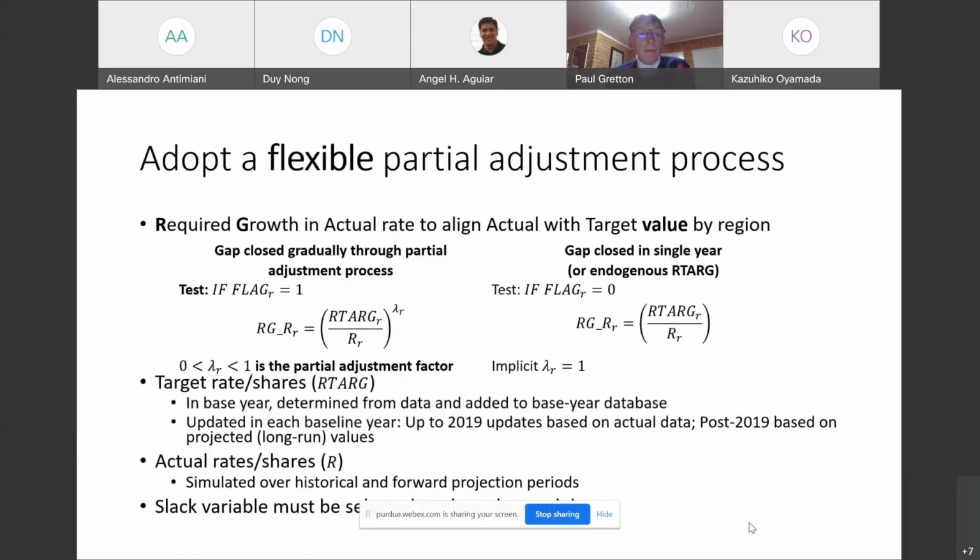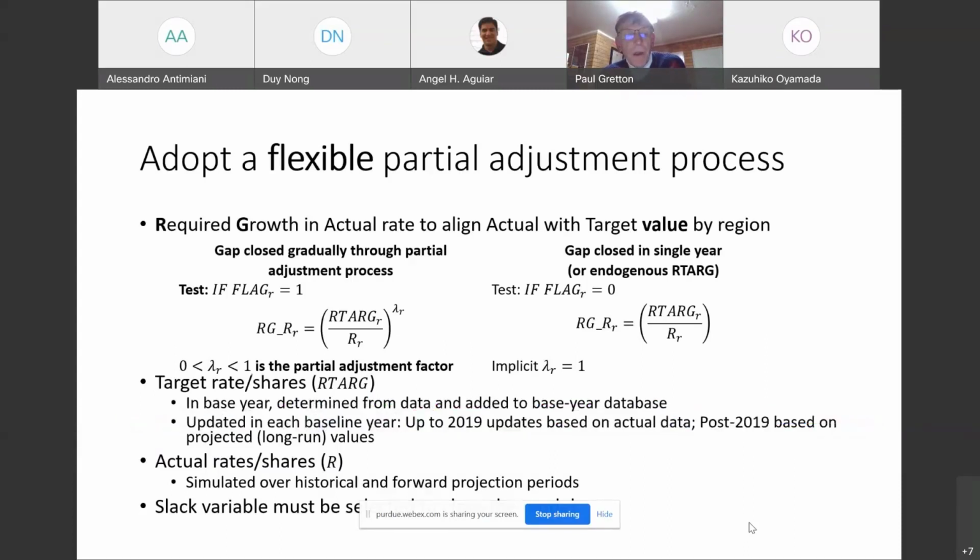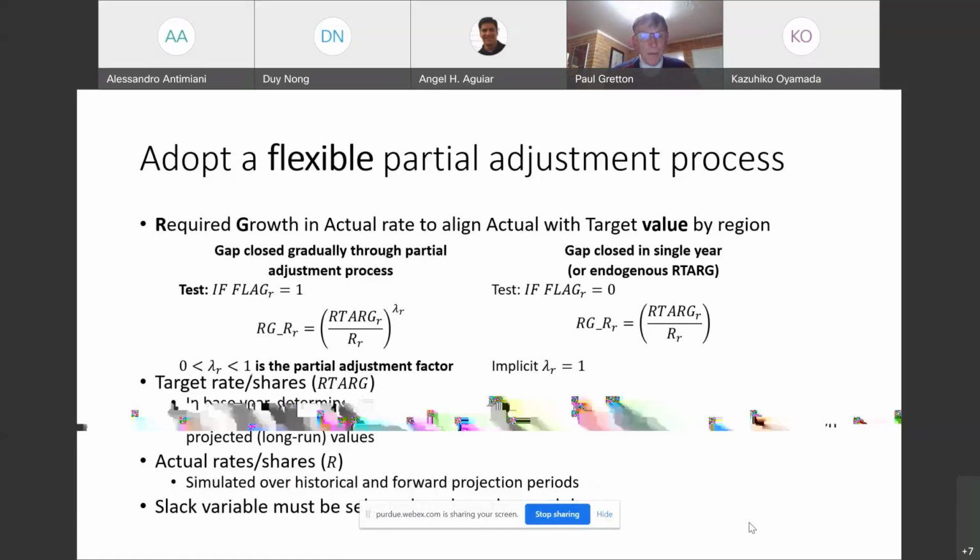And here the base year is determined by the data and added to a database, the base year database, and updated each year to 2019 using historical data. And then after that, we use the post-2019 long-run projections. And so we have the target shares, and then we have actual shares, which are given in the database. Okay.